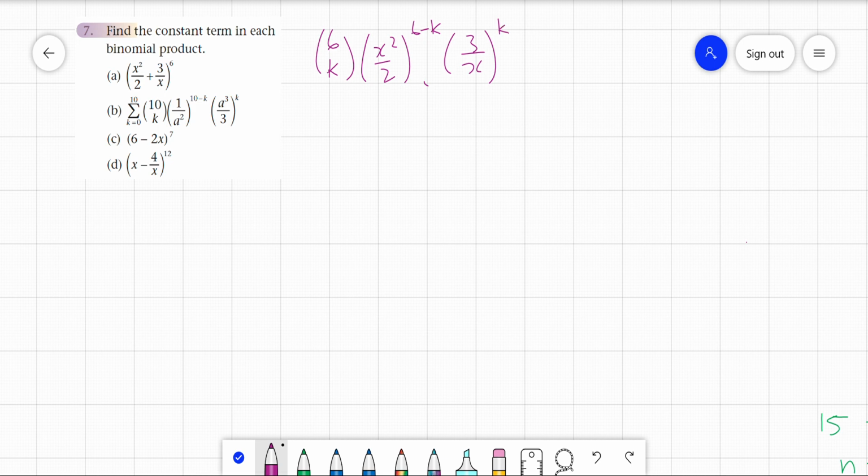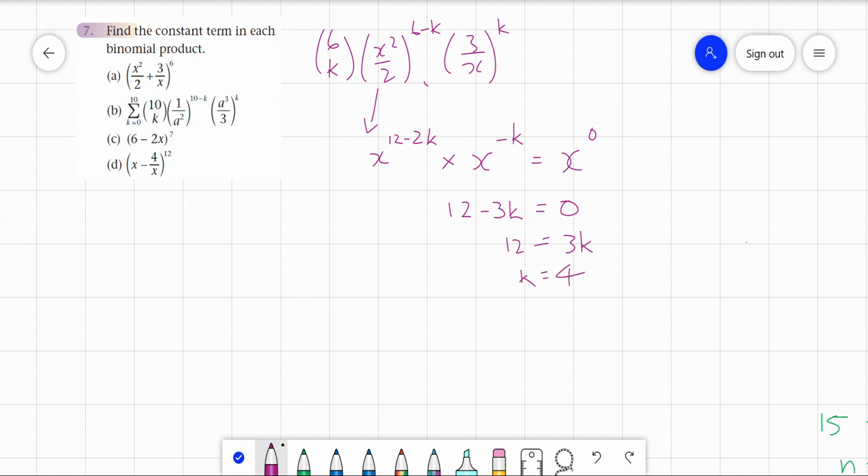So looking just at the powers of x in this case, from this bracket we would have x squared to the 6 minus k, so that's the same as 12 minus 2k, and this one would be x to the minus k because x is at the bottom there. So if we want a constant term, we want x to the 0. So let's have a look. That would be 12 minus 3k equals 0 if I just equate the indices. So 3k would equal 12, so clearly k equals 4.